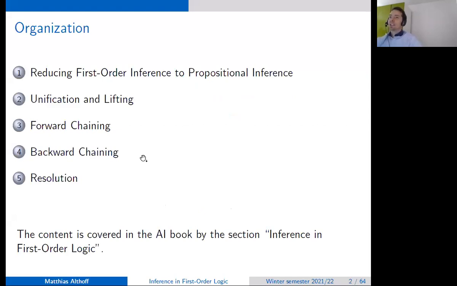So first of all, I'm going to present to you how we can reduce inference in first order logic to propositional inference so that we can apply the methods we already know from propositional logic. However, the effect of this can be that we have a lot of additional statements that we need, and this can be very inefficient. So that's why we're going to use unification and lifting so that we can use the rules that we've learned for propositional logic also directly on first order logic sentences.